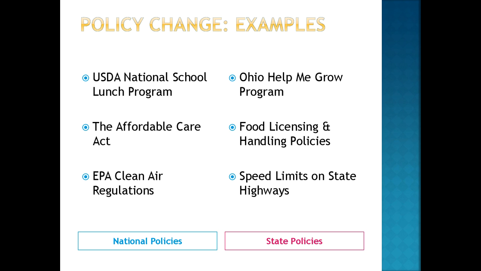The USDA's National School Lunch Program is a great example of a national policy. They set the rules for that program, and it's consistent from state to state, from school district to school district, no matter where you are. Another example that we've heard a lot about recently in the news is the Affordable Care Act. That's a national law, national policy that was put into place across the entire country. And so it doesn't matter what state you're in, the Affordable Care Act looks pretty much the same in terms of laws from state to state.